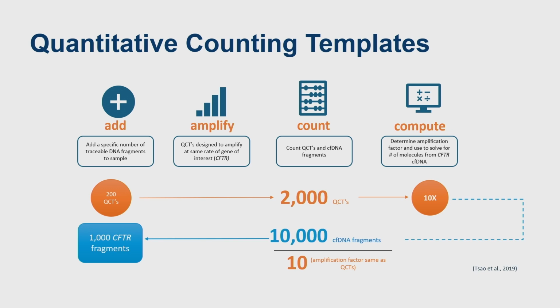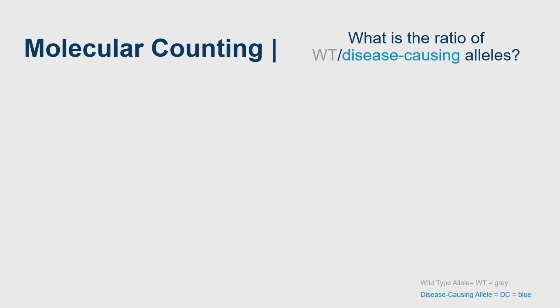But let's just imagine that my math is correct and we do have 1,000 CFTR fragments. The question then becomes how many of those fragments are disease-causing fragments versus wild-type fragments. And this is where the sequencing and that analysis part comes into play from our workflow earlier. So with molecular counting, the idea is we have a certain number of molecules and I want to know the ratio of those molecules for that sample.